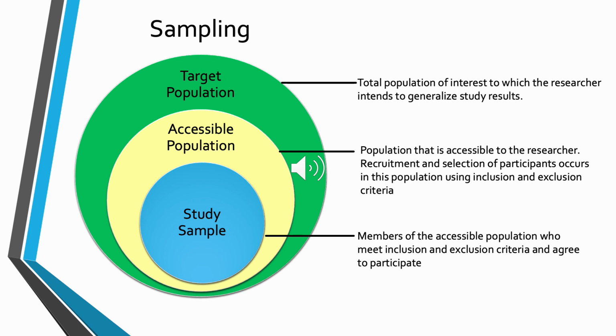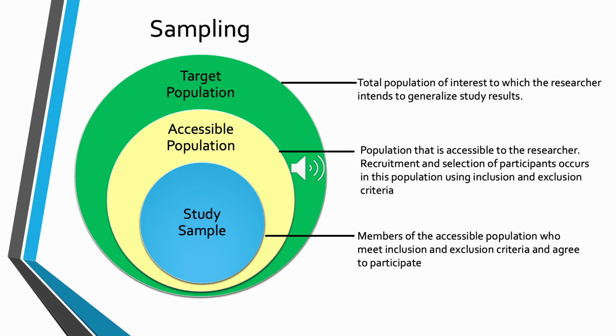A complete list of the target population might not exist, or researchers may not have access to this entire population. The accessible population refers to those individuals that the researcher has access to for recruitment. The study sample is the individuals that meet the study inclusion and exclusion criteria and are willing to participate. All authors should state the study inclusion and exclusion criteria.